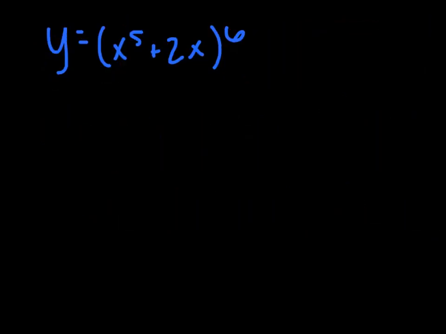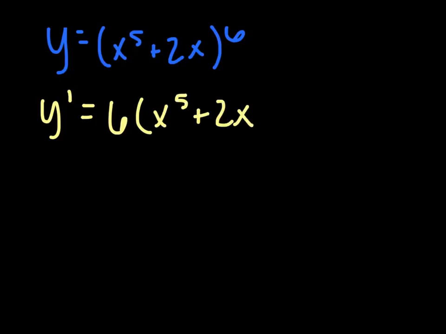Last example, y equals (x to the 5th plus 2x) to the 6th. So the derivative, or y prime, would be 6 times, actually, if you're actually working on this, you should pause the video and then come back and check. But anyways, I move on. Oops. Getting ahead of myself. 6 times (x to the 5th plus 2x) to the 5th, because I brought the 6 down and made it the coefficient.